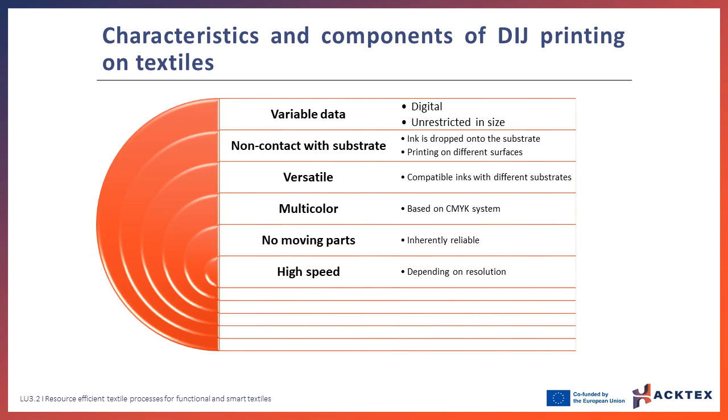Digital inkjet printing on textiles offers various advantages and features. It enables the handling of variable data, utilizes a non-contact approach, is compatible with different inks and substrates, allows for multicolor printing based on the CMYK system, operates without moving parts, and provides high-speed printing capabilities depending on the resolution settings. These characteristics make digital inkjet printing a versatile and reliable option for producing vibrant and intricate designs on textiles.